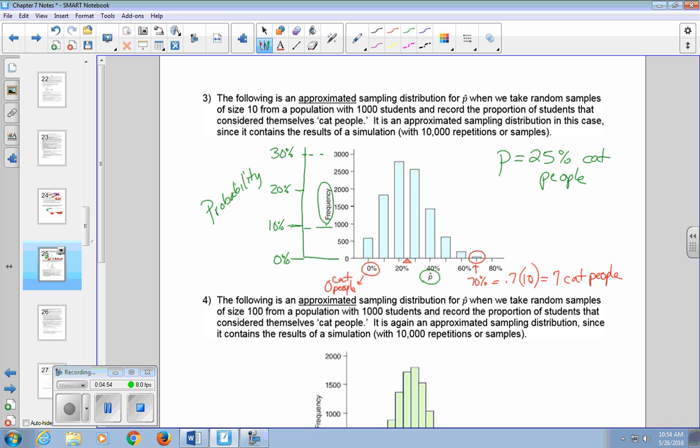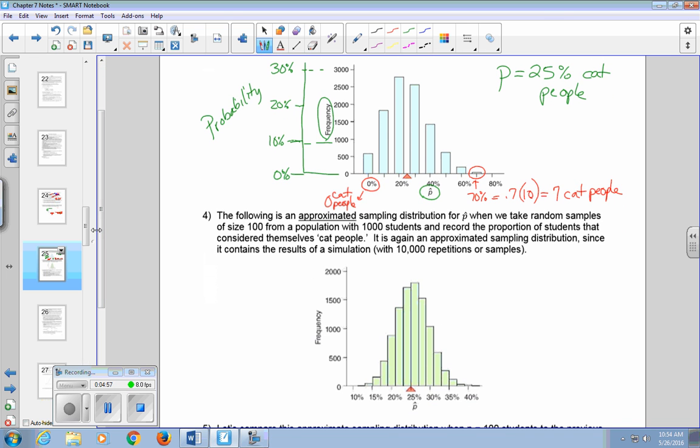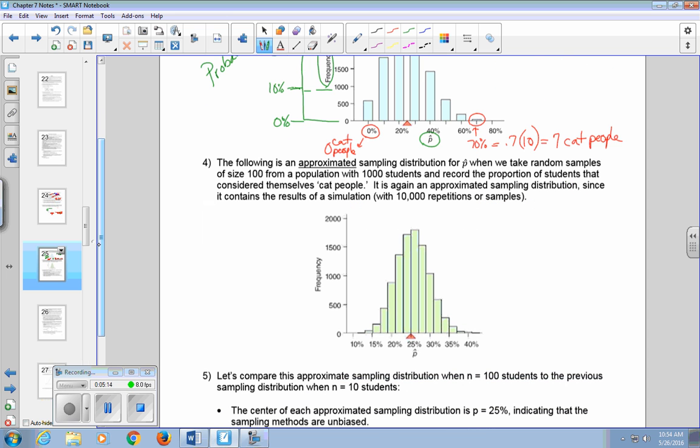We have another approximated sampling distribution in number 4. This is for p hat when we take random samples of size 100 from a population with 1,000 students and record the proportion of students that consider themselves cat people. It's again an approximated sampling distribution since it contains the results of a simulation, and it had 10,000 repetitions or samples as well. This again had a proportion in the population that was 25% that identified as cat people. And keep in mind this time our sample size is 100. Up here, our sample size was 10.